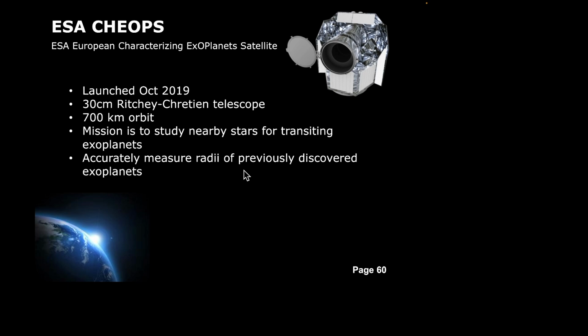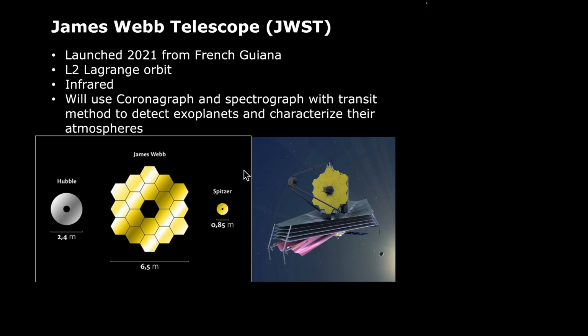The European Space Agency launched the Cheops mission. It's the Characterizing Exoplanet Satellite, and it's also been looking for exoplanets and has helped find them. Then we have the James Webb Space Telescope, which has been tremendously successful. It's actually exceeding most of the performance parameters they expected to get from the James Webb, and it's going to be able to help us characterize the atmospheres of exoplanets.